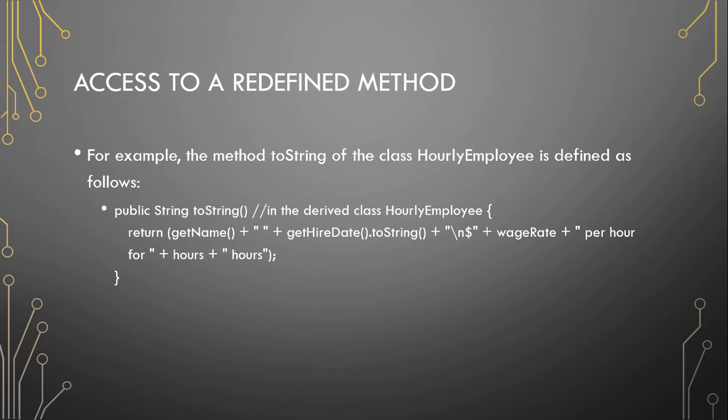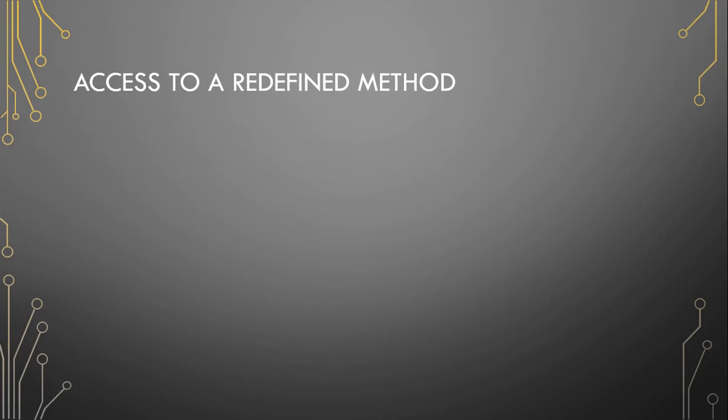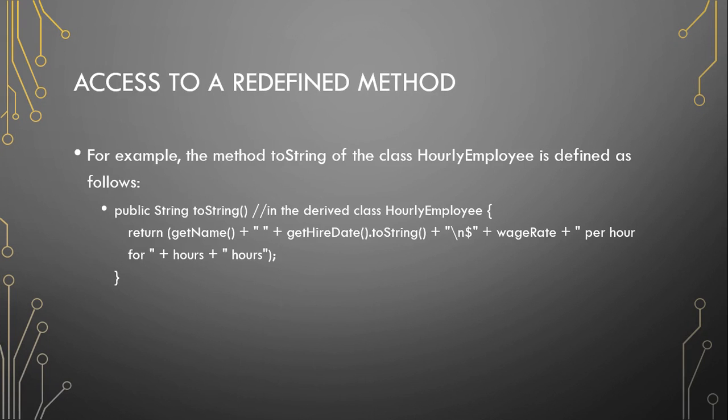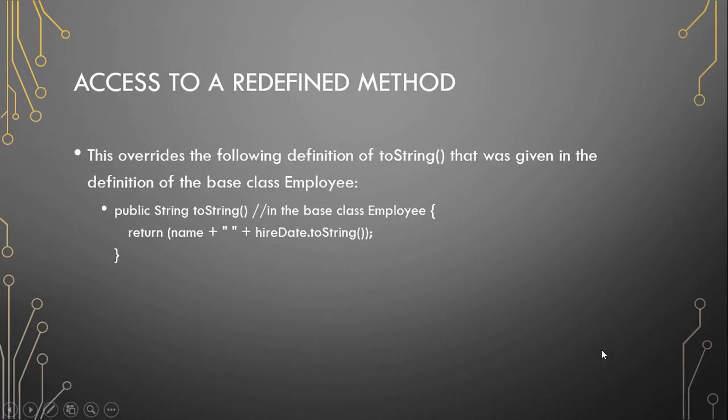So let's look at our toString method of the class HourlyEmployee, which was defined as follows. Remember, we had to use getName and getHireDate, which we had changed from originally in the Employee class, which is name and hireDate. And of course, this is the overridden method. You also notice that in the new method, we added in wage rate and hours per hour. So those have been added, so it's been redefined.